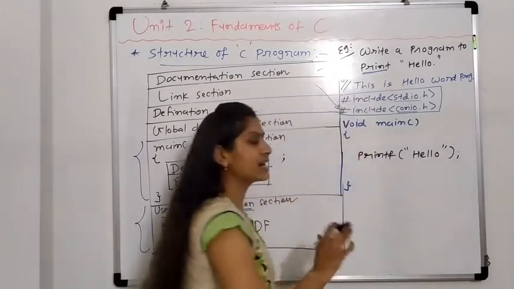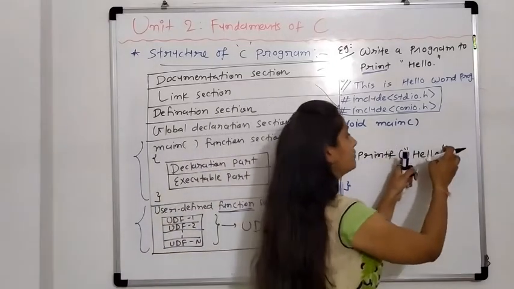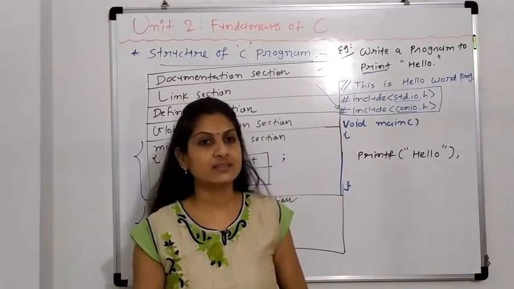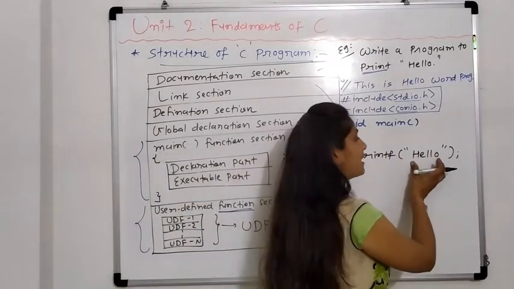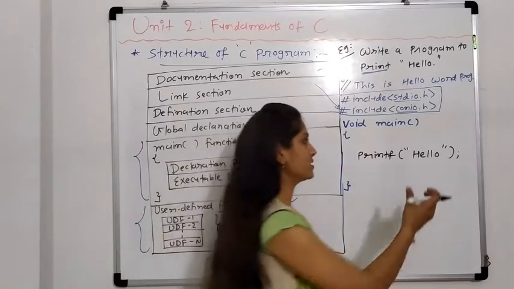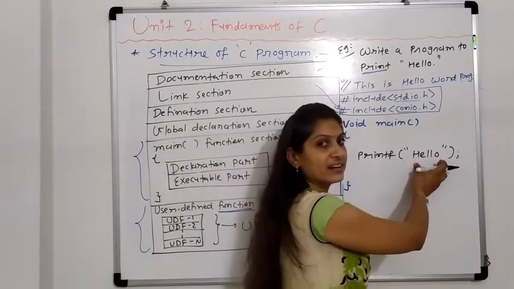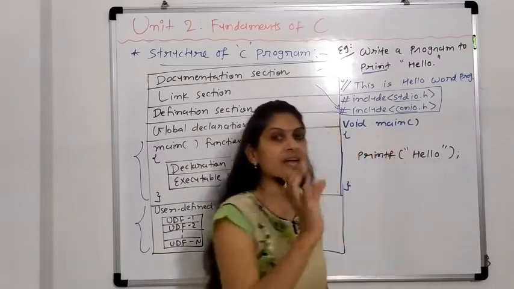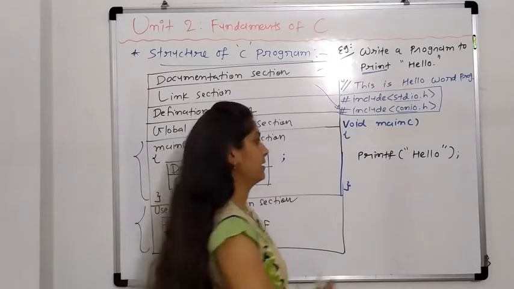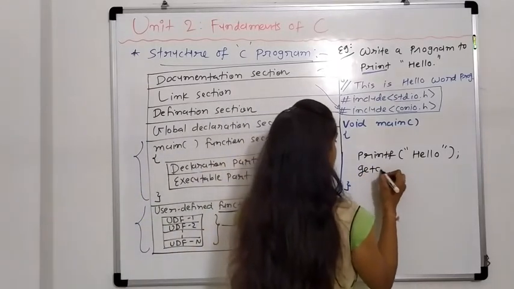So whatever we write in the double inverted commas, that value will be displayed on our screen. Suppose here I am writing my name Bhumi, then Bhumi will be displayed. Suppose you write your address or your mobile number, then that value will be printed on our output screen. And last is getch.